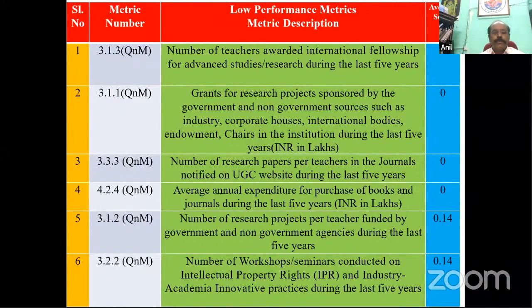Coming to 4.2.4 metric, that is average annual expenditure on purchase of books and journals. Definitely CRD will score very good marks here, because I know the Central Library of CRD College is one of the best libraries in the state. Coming to 3.1.2, number of research projects per teacher funded by government and non-government agencies during the last 5 years, it is only 0.14. These scores are averages taken from entire Andhra Pradesh colleges. Coming to 3.3.2.2, the number of workshops and seminars conducted on intellectual property rights, here also we scored very less, 0.14.